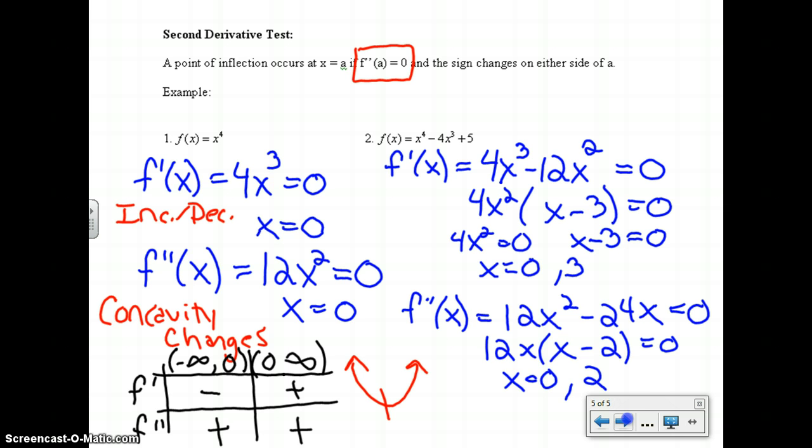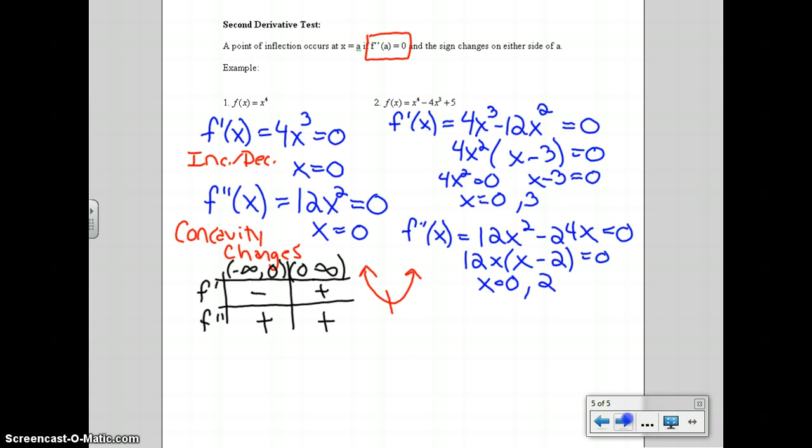Notice how in this example, the values do not match with the first and second derivative. So I have a change in my direction from my first derivative test at 0 and 3, but I have changes in concavity happening at 0 and 2. Because I have different values for the first and second derivative, I'm going to include all of these values when I set up my sign diagram, so I can make sure I'm not missing any details in my graph.